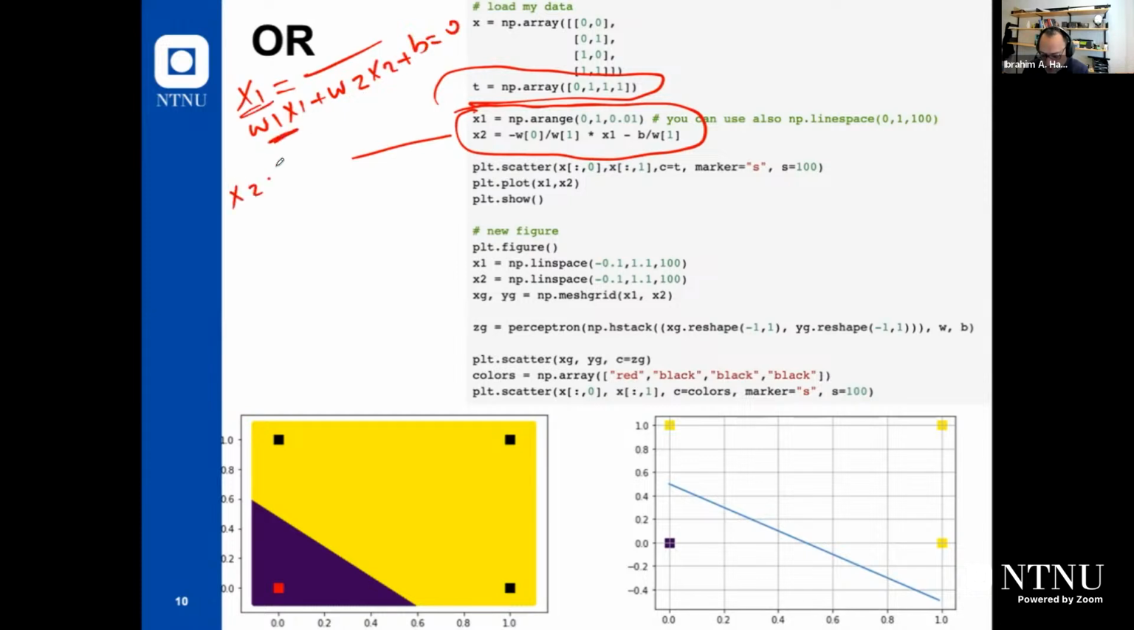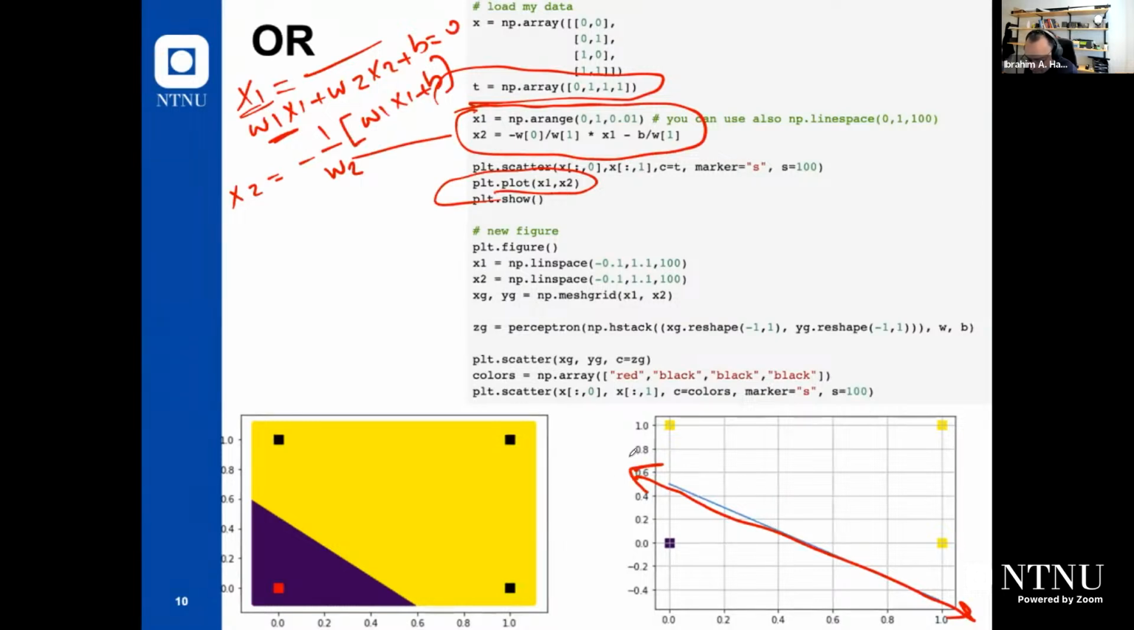So x2 in this case will be minus 1 divided by omega 2 multiplied by omega 1 x1 plus p. So now we can get x2. Once you have x1 and x2, you can just plot it to draw the decision line. So this is one way of doing it. And when you look into this decision line, any point which is located on the line will generate 0.